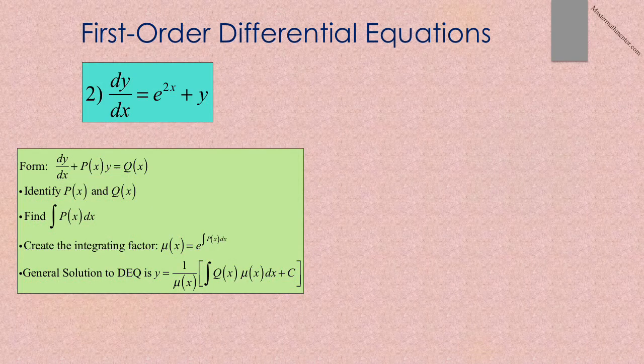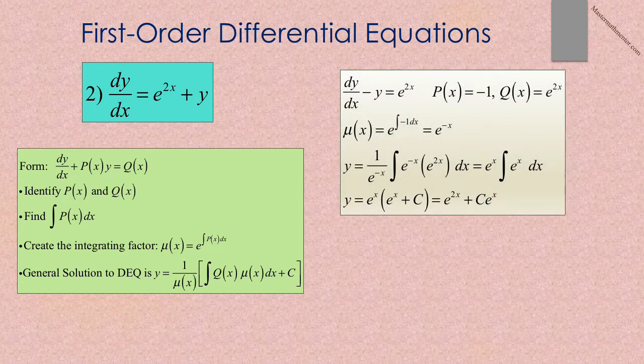Problem 2 reads dy/dx equals e to the 2x plus y. Again, it is clear that this is not separable. We first put the DEQ into the correct form: dy/dx minus y equals e to the 2x. That makes p of x equal to negative 1 and q of x equals e to the 2x.